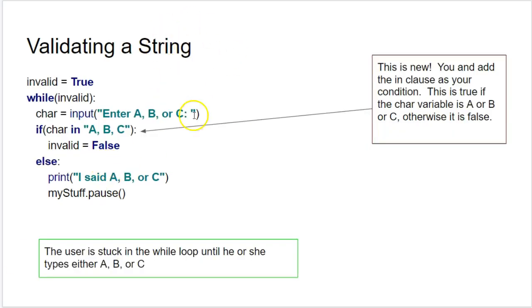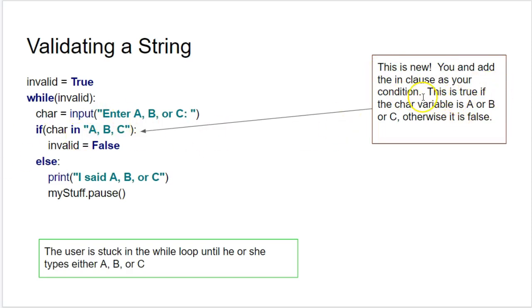I can do the same thing validating a string. So here's the same flag, here's my same loop, but this time, check this out, I am getting a character instead of a number. So I'm actually getting a string. I'm looking for the user to type in A, B, or C. And here's some new syntax. This is new. You can add the in clause as your condition in an if statement.